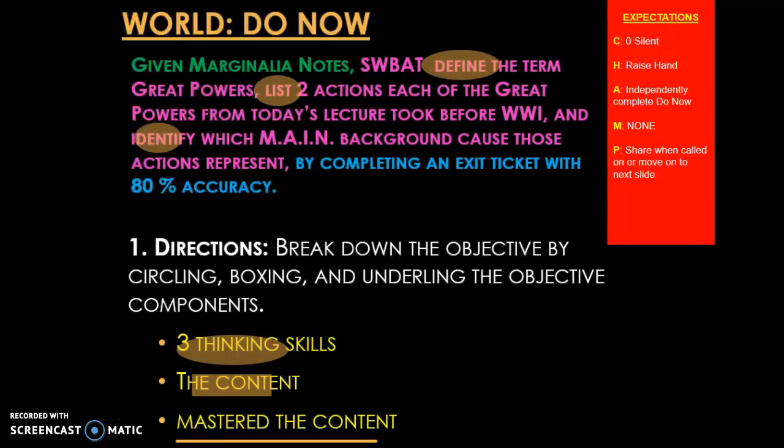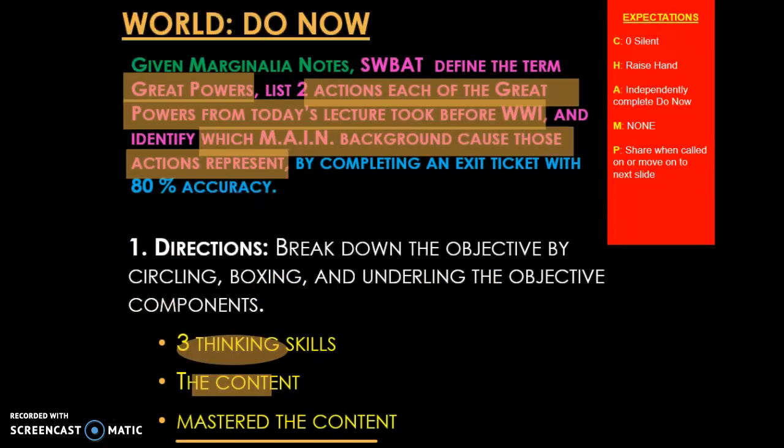Let's take a look at what our content is. For content, you should have boxed great powers, because you're going to be able to define that. Then, 2 actions each of the great powers from today's lecture notes took before World War I, because you're going to have to be able to list this. And finally, you should have boxed which main background cause those actions represent, because you're going to have to identify this. If you haven't boxed these 3 items yet, please make sure you box them.